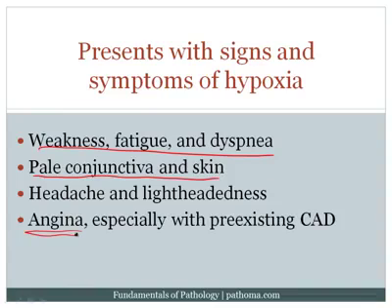Angina is chest pain, and because there's low oxygen in the blood, there would be low oxygen delivery to the heart. And if the patient has some pre-existing situation that has already decreased the blood flow to the heart, for example, coronary artery disease, then a further decrease in oxygen in the little bit of blood that's actually going to the heart could actually result in signs and symptoms of angina. These are the classic signs and symptoms of hypoxia.